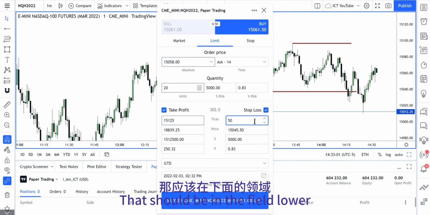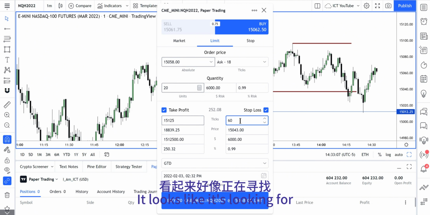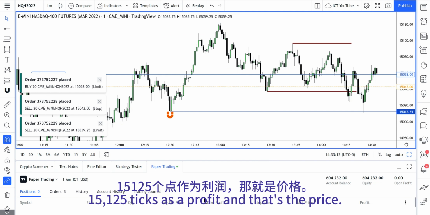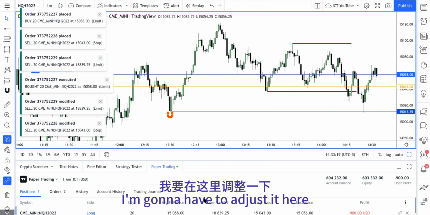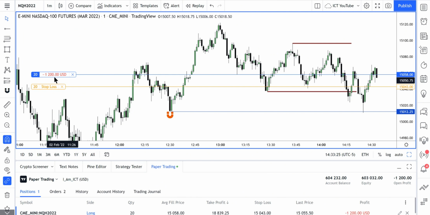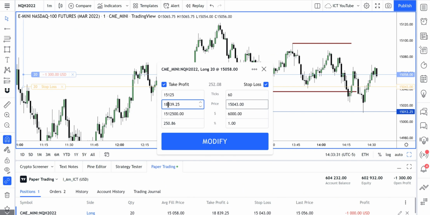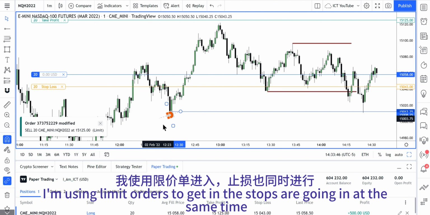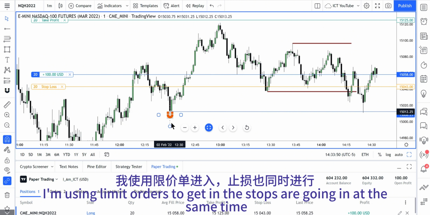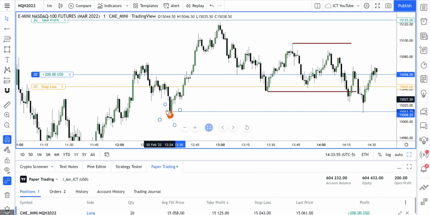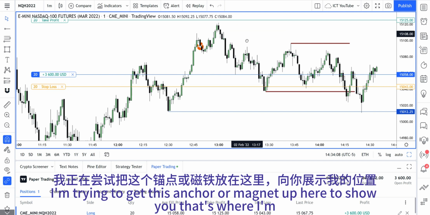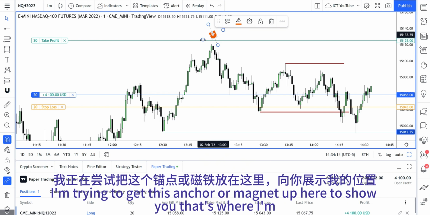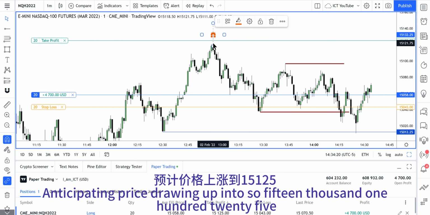That should be in the field lower. It looks like it's looking for 15,125 ticks as a profit. And that's the price. I'm going to have to adjust it here. That's what I'm doing now. So I'm using limit orders to get in. The stops are going in at the same time. Now I'm trying to get this anchor or magnet up here to show you that's where I'm anticipating price drawing up into. So 15,125.